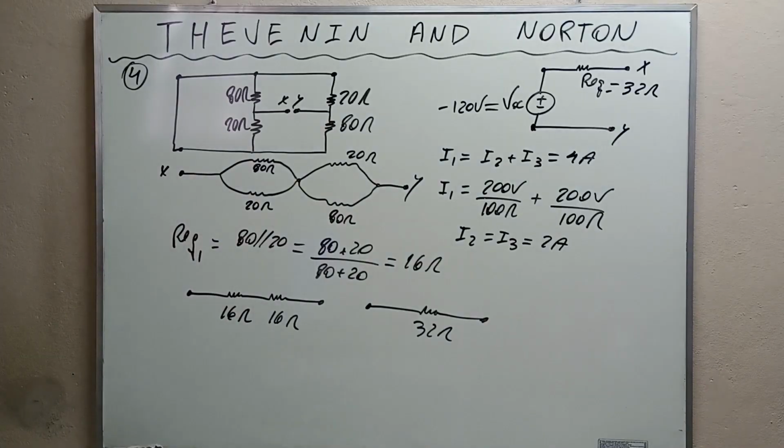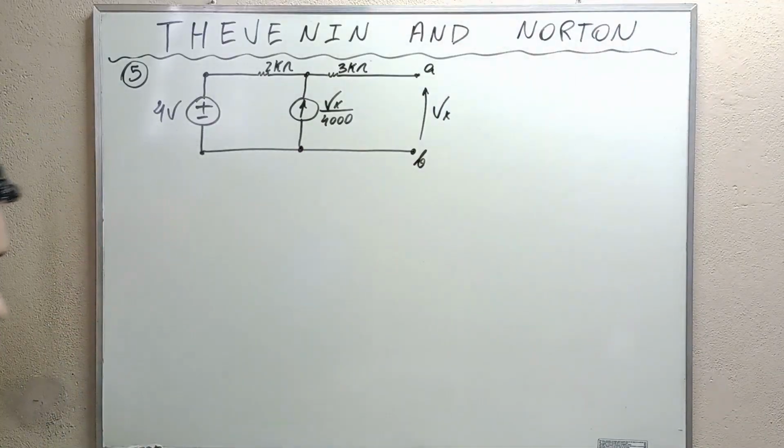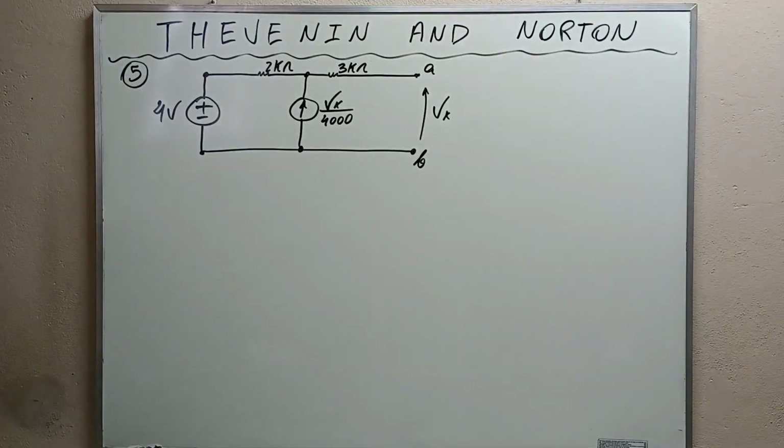Alright, my friends, and this is all for exercise number 4. Let's go to next. Let's go to exercise number 5. Exercise number 5. For the circuit of the figure, find the Thevenin equivalent circuit for terminals A and B. Alright, my friends, this is the exercise. Let's go to the solution.